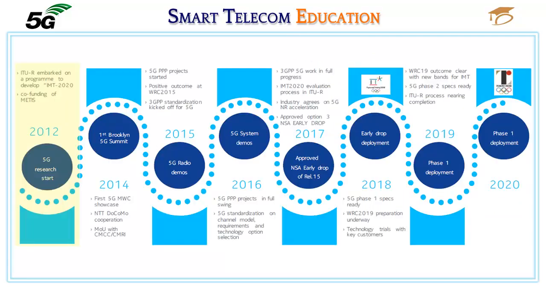In early 2012, ITU-R embarked on a program to develop IMT 2020, setting the stage for the 5G research activities that have since emerged across the world. The European Commission 5G research activities began in November 2012 with the co-funding of METIS, Mobile and Wireless Communications Enablers for the 2020 Information Society.